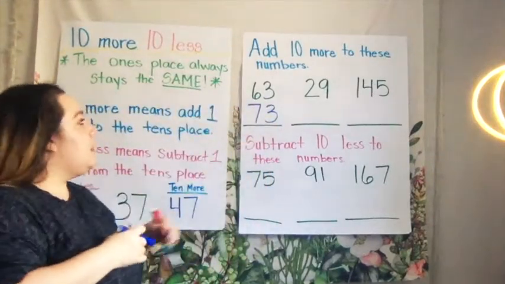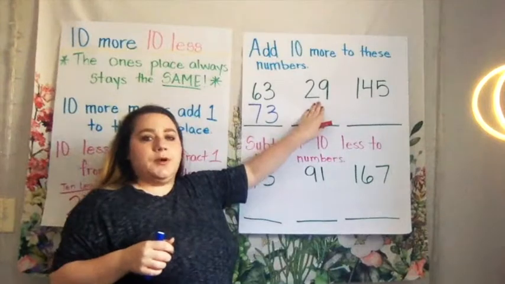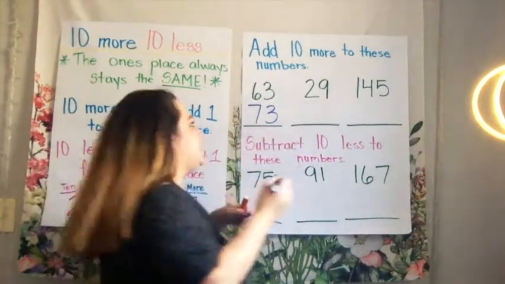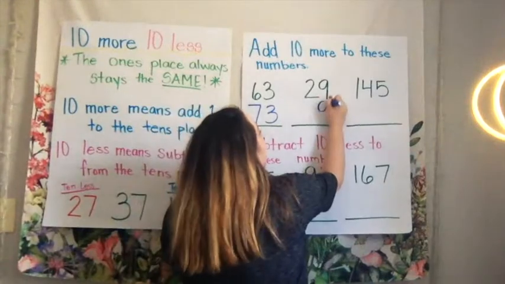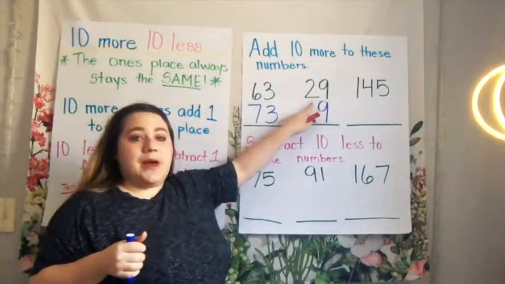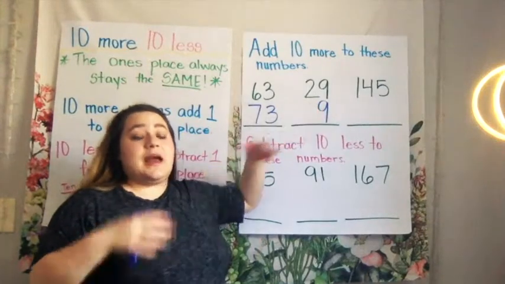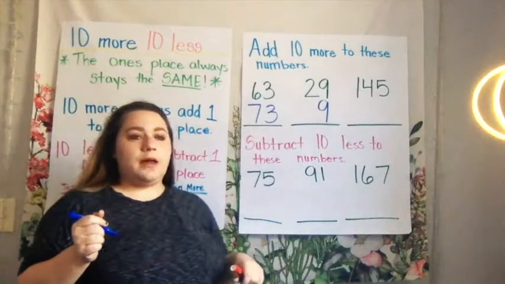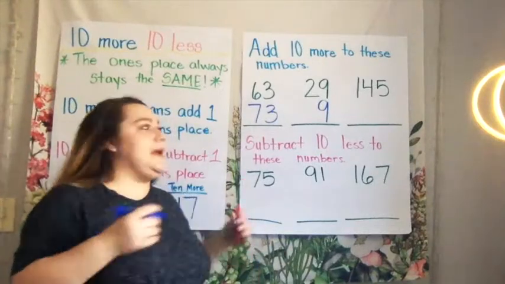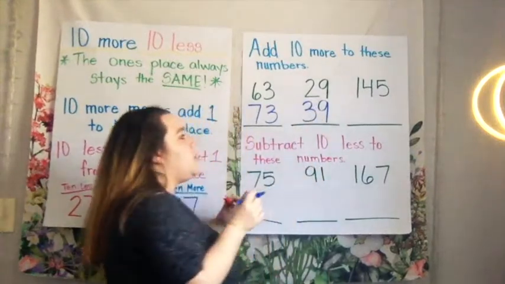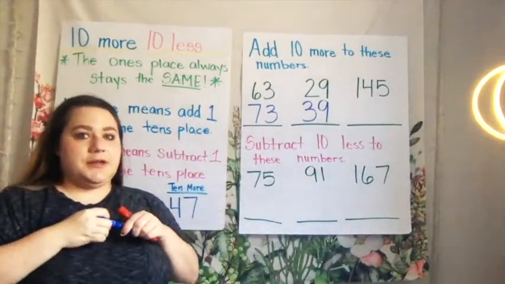Good. Now I'm looking at the number 29. I know the number in my ones place stays the same, so I'm going to bring it right down. Now I need to add 1 to my 2 because I'm adding 1 more to my tens place. What's 2 plus 1? 3. Good. So 10 more than 29 is 39.